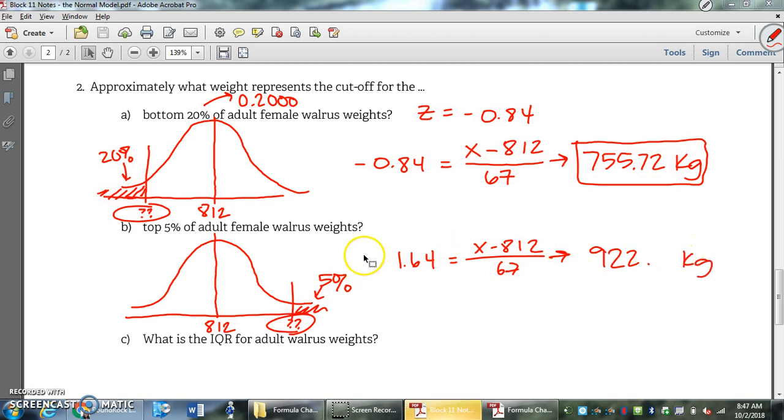This is where common sense comes in. If you know you're looking for the top 5% and then you do all your math and you get an answer that's below 812, that should ring some warning bells in your head, because obviously if you want the top 5%, that should be a number bigger than the mean. So when you get your final answer, always make sure it makes sense with what you were answering, that it makes sense with the picture that you drew. It's easy to make those silly little mistakes of forgetting that you need to look for the top 5 as opposed to the bottom 5. So just always double check your answer to make sure it makes sense.